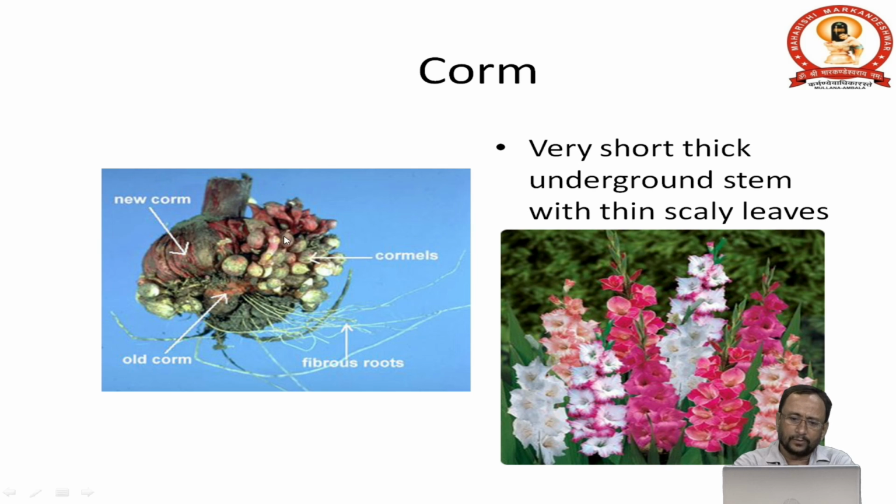This is the baby corm, reproduced from the main corm, known as cormels. Fibrous root, old corm, this is the old corm, which gives rise to new baby corms. These on maturity give rise to the new plant. This is about the gladiolus, a very short, thick underground stem with thin scaly leaves.